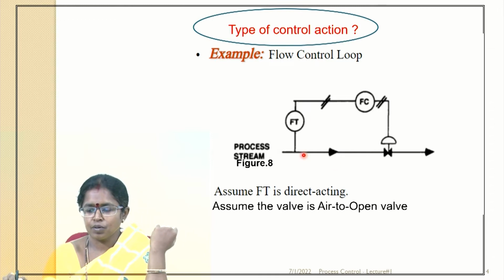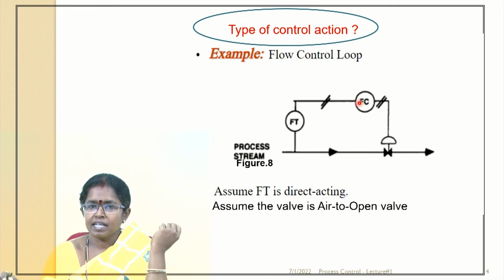This is a flow control loop. We are going to measure the flow using this flow transmitter. The output of the transmitter is given to a flow controller. The flow controller will actuate this control valve. What is our primary objective? Our primary objective is to control the flow of the process stream by manipulating this control valve.